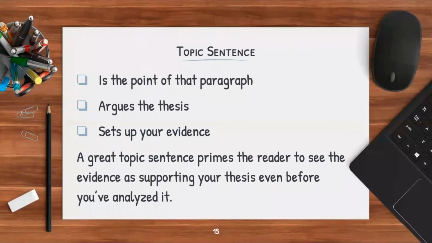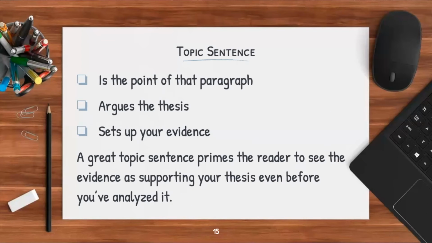The topic sentence describes the point of that paragraph, what you're going to talk about in that paragraph. It should argue your thesis and connect the idea of this subtopic to your thesis. Lastly, it sets up the evidence you're about to present. You want to give the reader an idea of how this evidence will fit into your argument.